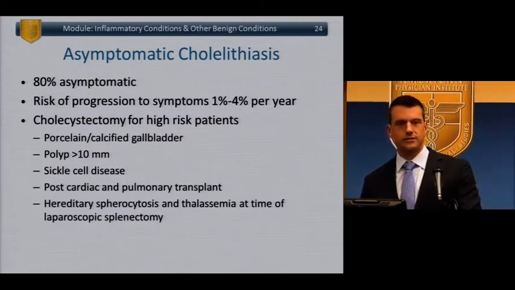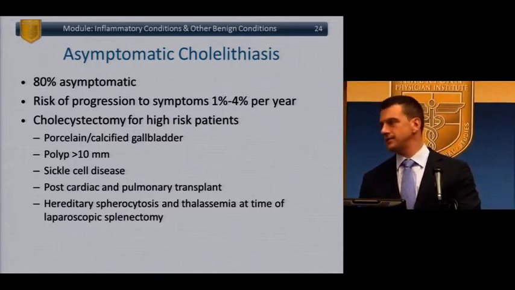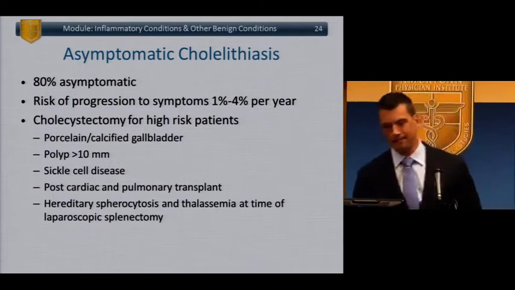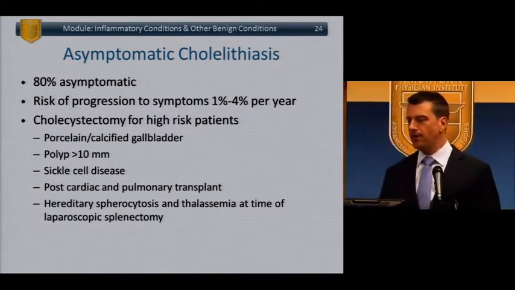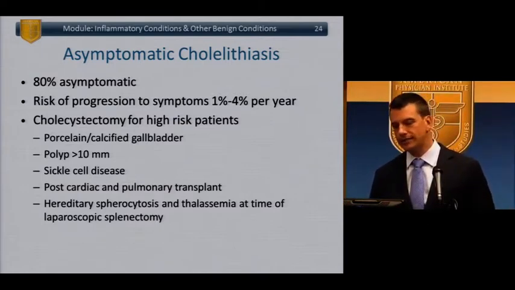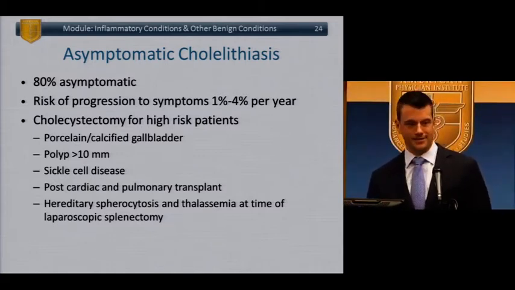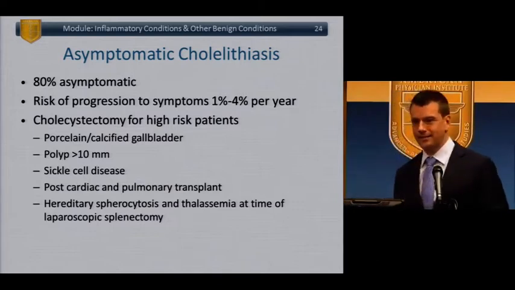Sickle cell disease: usually if this needs to be done, it's at the time of splenectomy for some other indication, since they end up with pigment stones and will eventually become symptomatic. Post-cardiac and pulmonary transplant: for some reason, lung and heart transplant patients do very poorly with cholecystitis and are at increased risk. And then hereditary spherocytosis and thalassemias, again, at the time. If you're going in to take the spleen out, you can just take the gallbladder out laparoscopically at the same time.